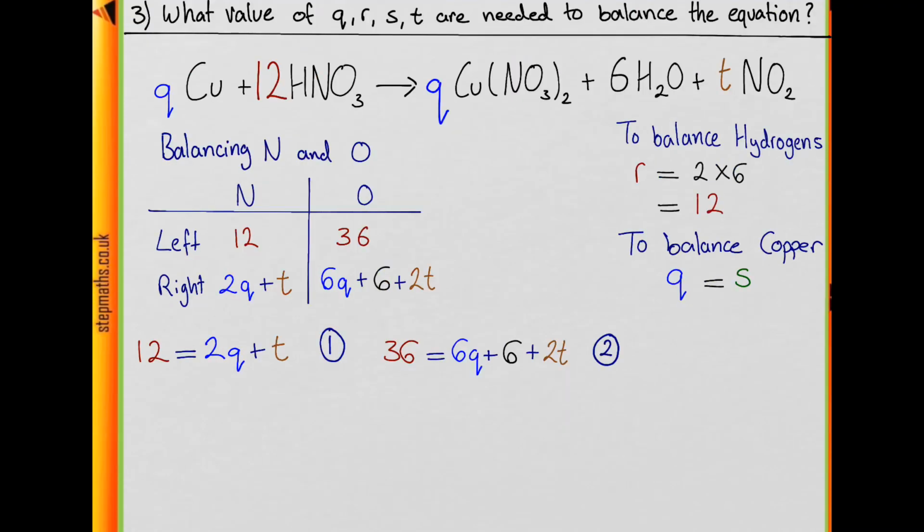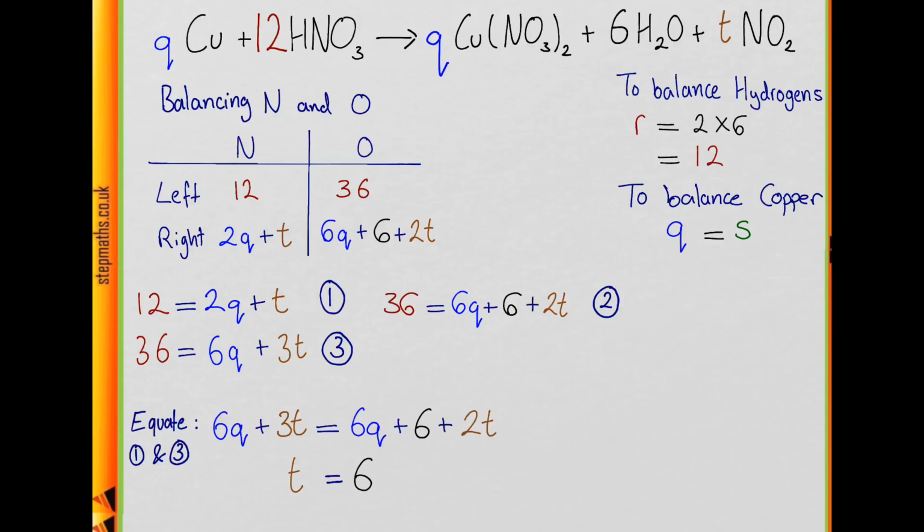You can either rearrange for T or Q, or you can spot that if you multiply equation 1 by 3, you'll get 36 equals 6Q plus 3T. So now you can equate equation 2 and equation 3. Then you have 6Q plus 3T equals 6Q plus 6 plus 2T. The 6Q's cancel out, and if you subtract 2T from both sides, you'll get T equals 6.